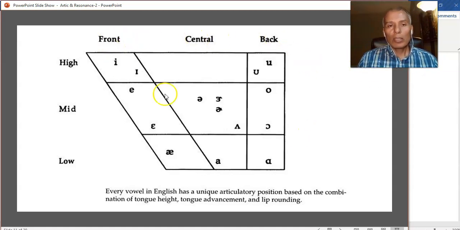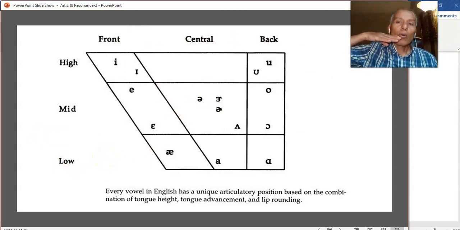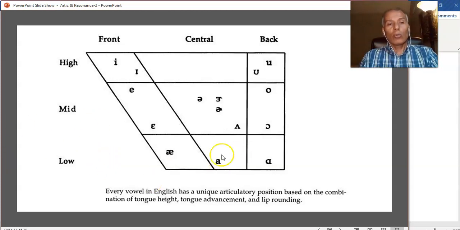So back, central, front. Then we look at the height, tongue height. Where is the tongue in terms of height? Is it low? Is it in the middle? Or is it high? When you make these sounds. So, low, mid, and high. We don't say middle, we say mid.